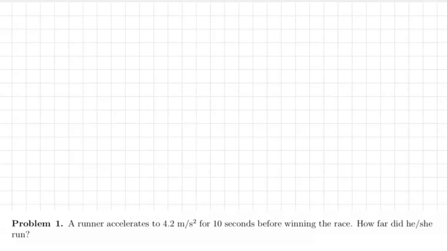So the first thing that I usually suggest people do when they're first trying out practice problems is identifying all of the information. So we have a runner accelerating at 4.2 meters per second squared for 10 seconds, and they win the race. We're looking to answer how far they have run. So those are the pieces of information that immediately stand out to me.